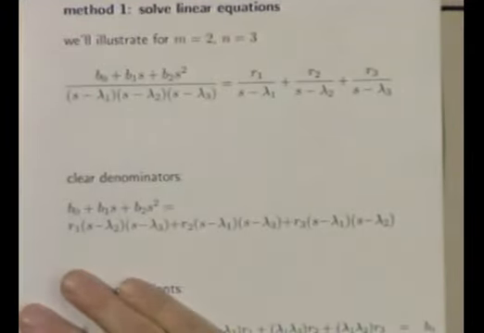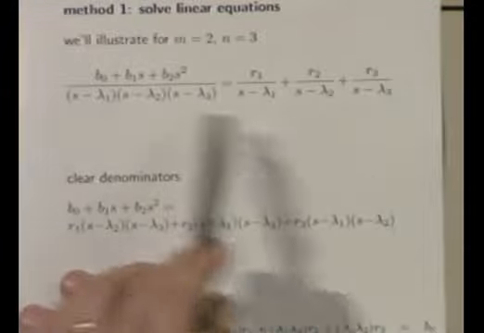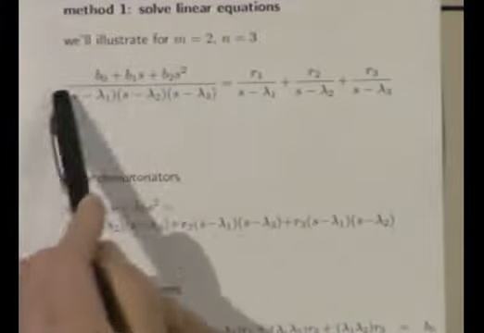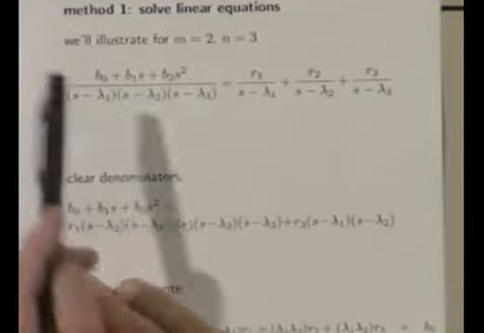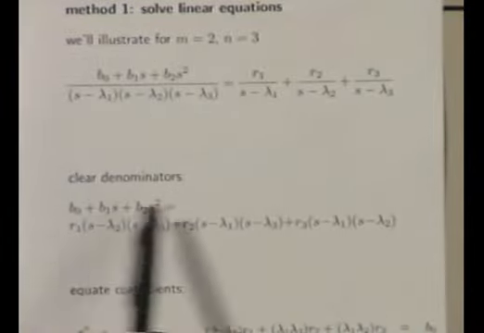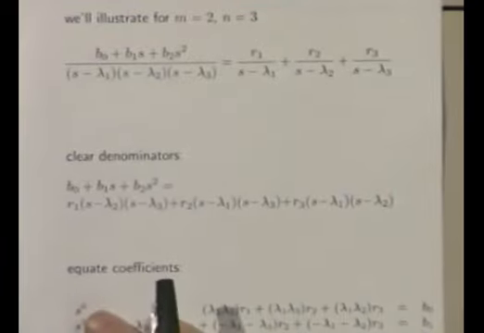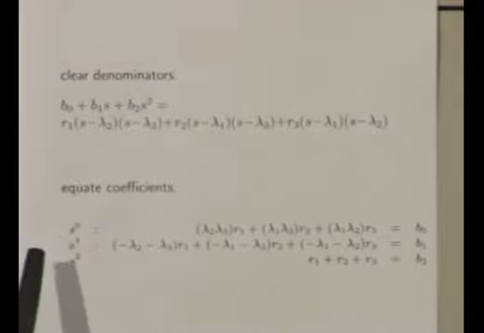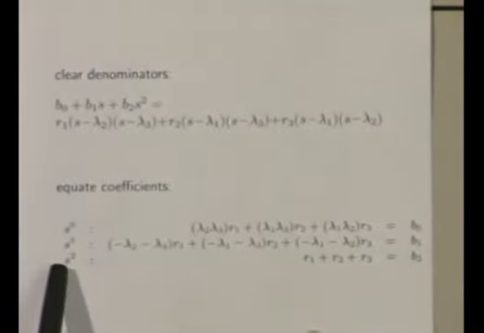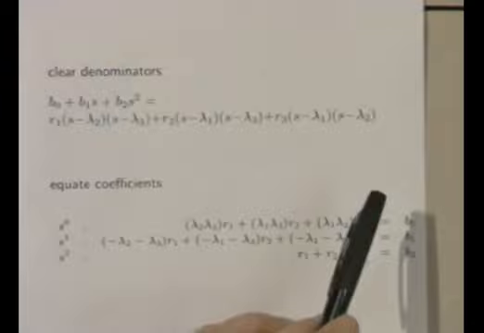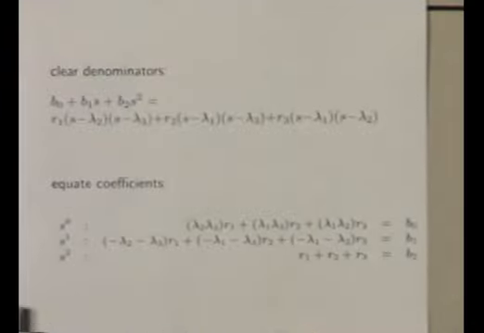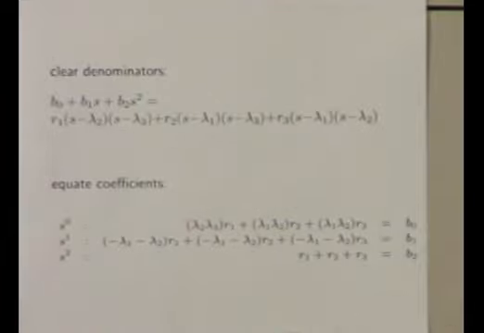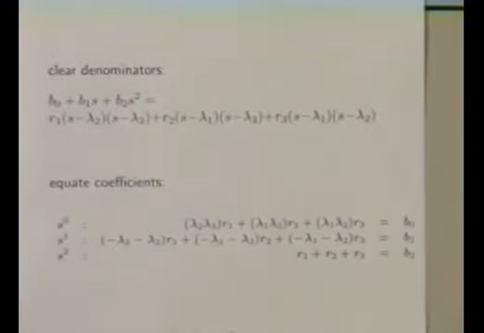So let's clear denominators. If I multiply both sides by this denominator here, this turns into a polynomial equation, and it looks like that. Well, to say that two polynomials are equal says that the corresponding coefficients are equal, so what does that mean? Let's equate coefficients: the constant, the linear, and the quadratic term. And when you multiply all this out, for example, the s squared term here, you get R1 plus R2 plus R3 over here, and over here you get B2. I get this set of equations.